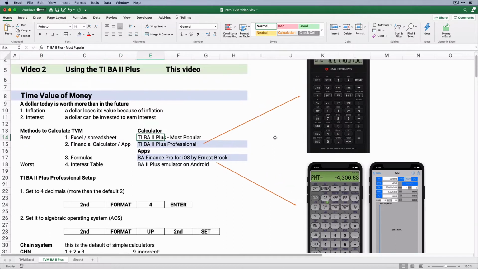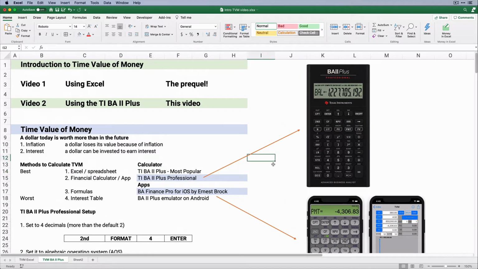Now, the most popular calculator for financial calculations is the Texas Instruments BA2 Plus calculator. Here, this is the professional model. So I recommend, if you don't have that and you need to buy that calculator, I think the BA2 Plus is about $35, and the BA2 Plus Professional is about $50. I recommend, if you're an accounting student or a finance student, or if you're taking the professional certifications like the CFP, the Certified Financial Planner, or the CFA, the Chartered Financial Analyst, then I would recommend the professional model.